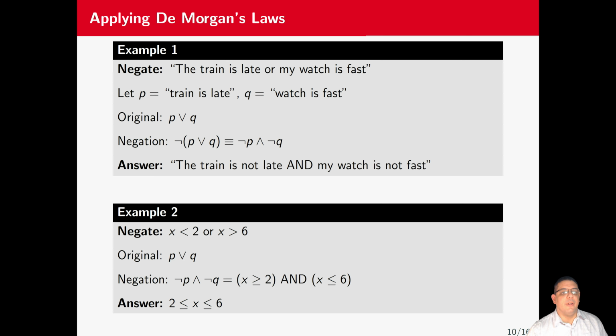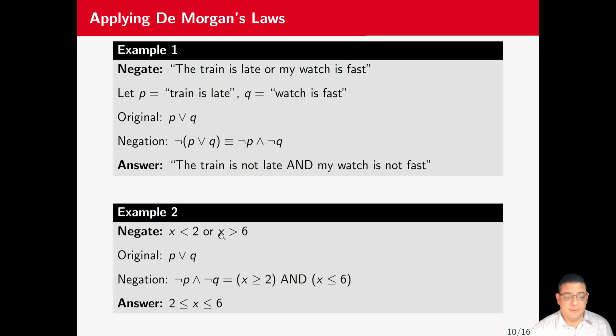Now, let's see an example of applying De Morgan's law to something in words and in symbols. So we have: the train is late or my watch is fast. Then I can think of this as the proposition P, the train is late, and Q, my watch is fast. So the original here would be a statement of the form P or Q. The negation of this will be negation of P and negation of Q, which will mean in words, the train is not late and my watch is not fast.